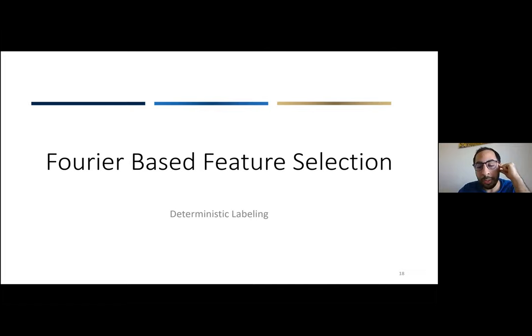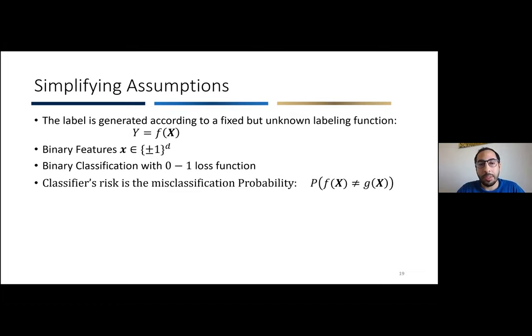Now we are going to build up on this Fourier expansion and use it for the feature selection problem. But for the sake of presentation, I am going to assume some simplifying assumptions. The first assumption is that the features are binary, plus one and minus one, and let's assume they are IID. Later on, I'm going to relax these conditions. Further, we assume that the label is a function of X, meaning that when the feature values are fixed, there is no randomness in the label Y. And we are interested in binary classification with 0-1 loss function. In this setup, the classifier's risk is basically the misclassification probability.